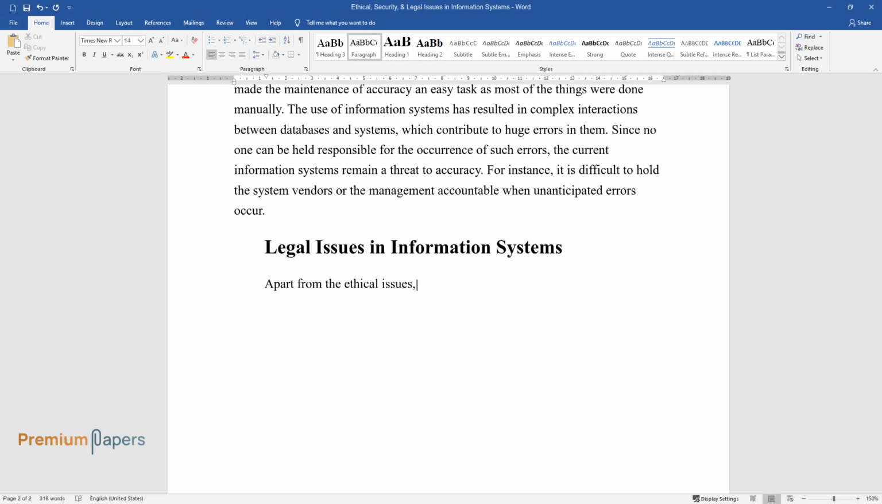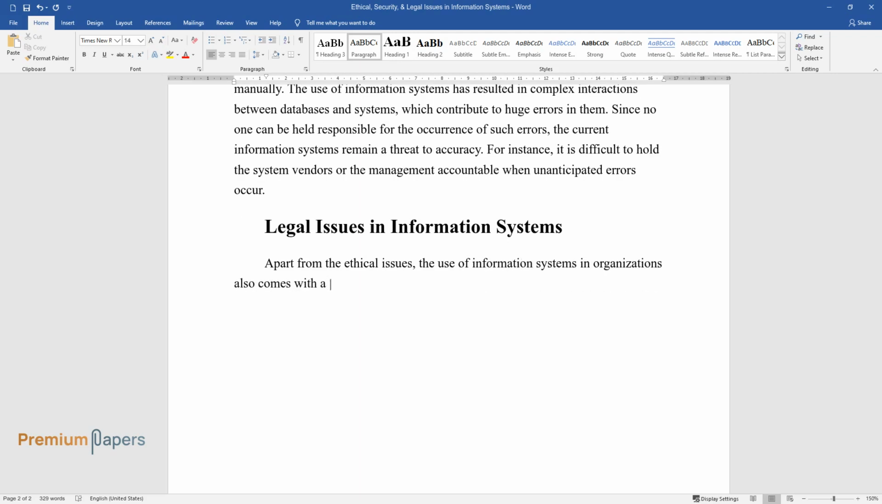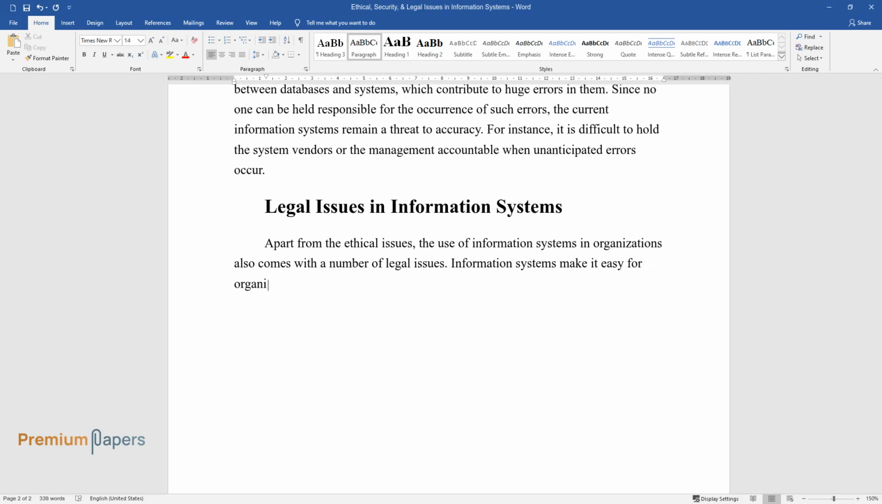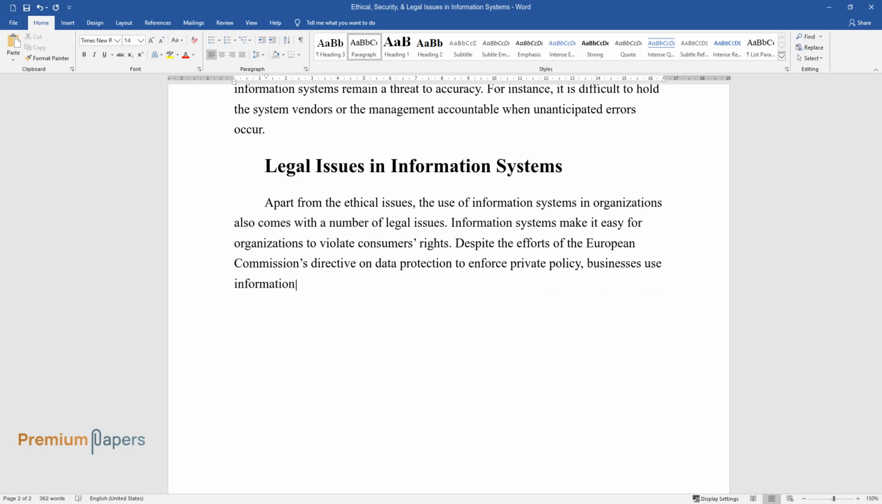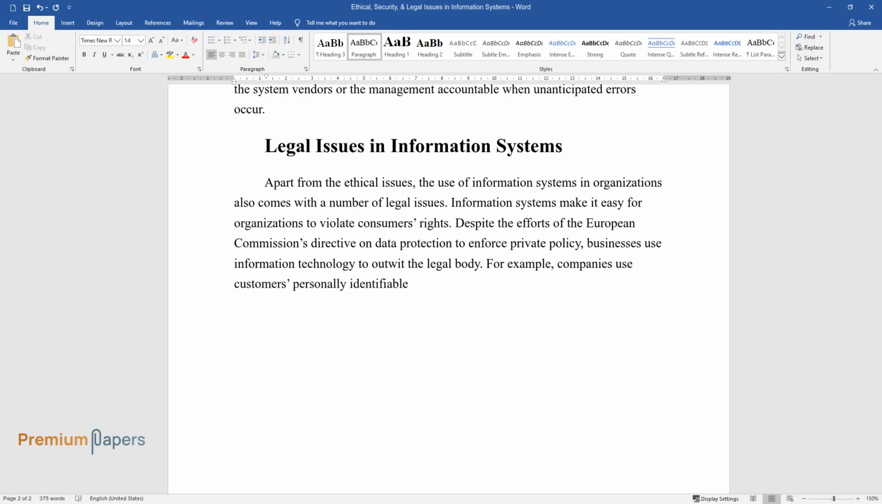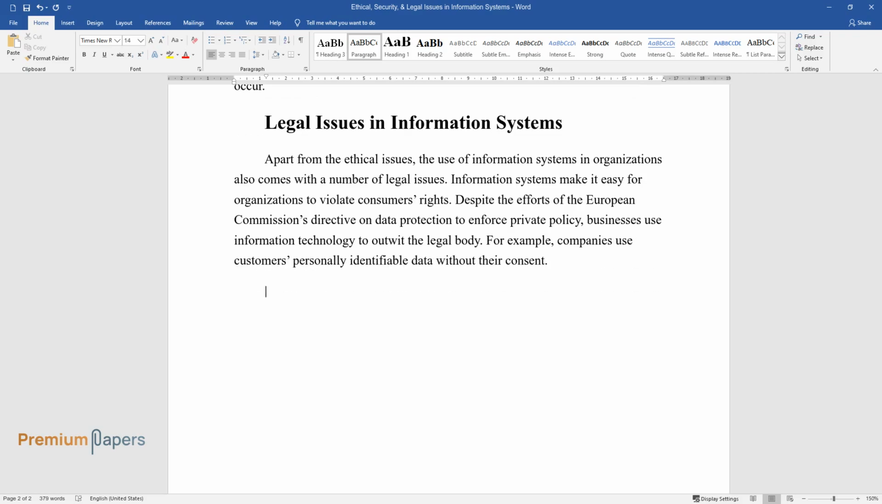Legal issues in information systems. Apart from the ethical issues, the use of information systems in organizations also comes with a number of legal issues. Information systems make it easy for organizations to violate consumers' rights. Despite the efforts of the European Commission's Directive on Data Protection to enforce private policy, businesses use information technology to outwit the legal body. For example, companies use customers' personally identifiable data without their consent.